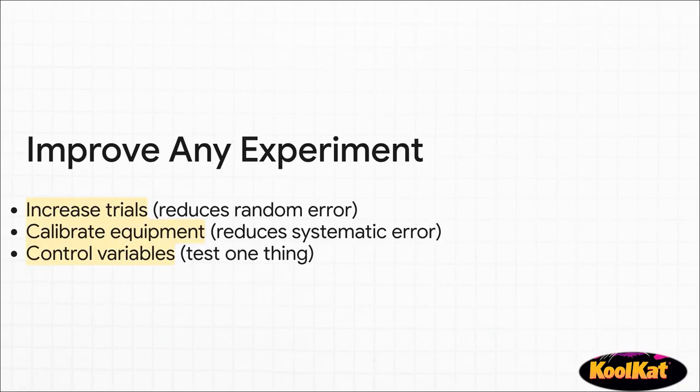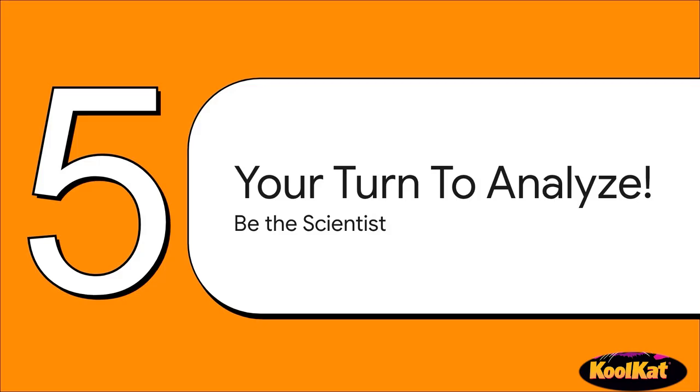Oh, and here's a little cheat sheet for you. If you ever get one of those questions that asks, how could this experiment be better? These are your golden answers right here. Do more trials to reduce that random noise. Calibrate your equipment to get rid of systematic bias. And make sure you're controlling all the other variables so you know you're only testing the one thing you care about. All right, you've seen the concepts, you've seen the formulas, we've walked through it together.